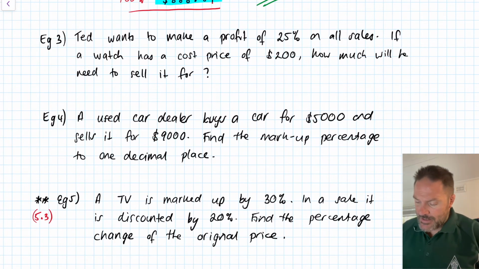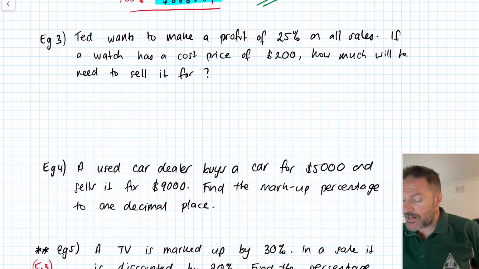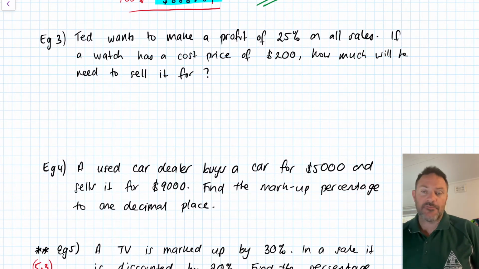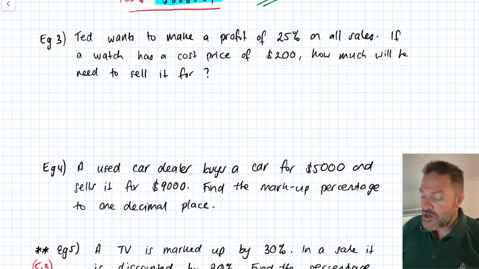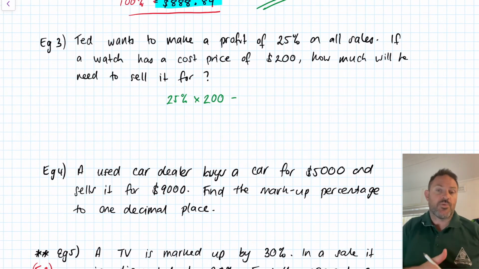Question 3. Okay, Ted wants to make a profit of 25% on all sales. If he has a watch that has a cost price, so it costs him $200 to actually have the watch, how much will he need to sell it for? Well, he wants to make 25%, doesn't he? So 2 ways of doing this. We can figure out what 25% of $200 is. Okay, what's a quarter of 200? A quarter of 200 is $50.